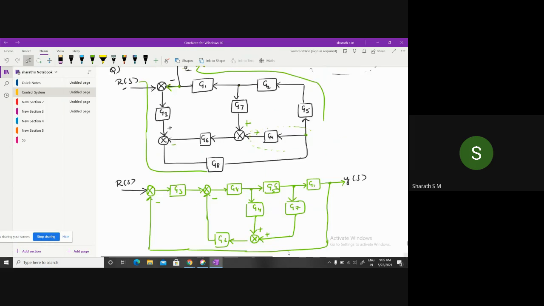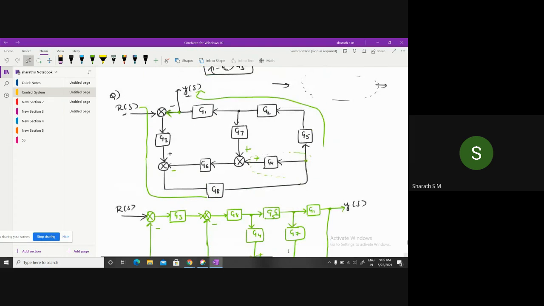We'll tell you one second. Just look at here. Here R of S and Y of S are on the same side, but we need to make them two other ends because we need a transfer function from output to the input. So first write down R of S at the first end and Y of S at the last end, followed by the elements. First we have a summation point, and then G3, and then a summation point, G8, and then G5, G2, G1, and then output Y of S. So this is what we have written.